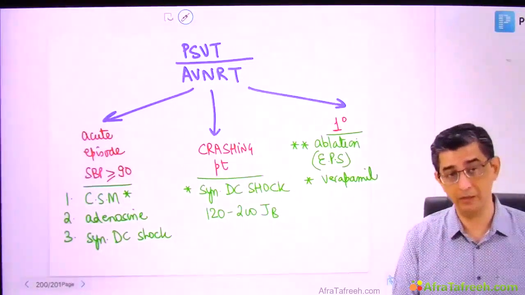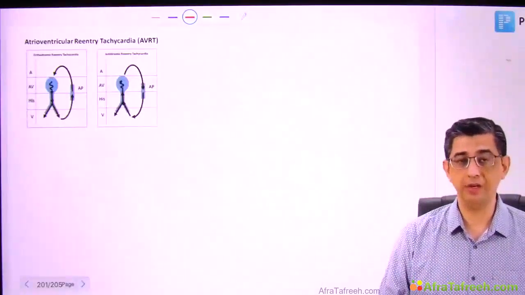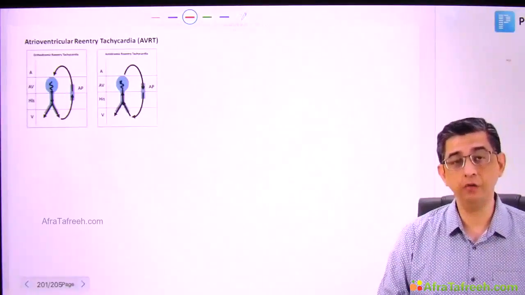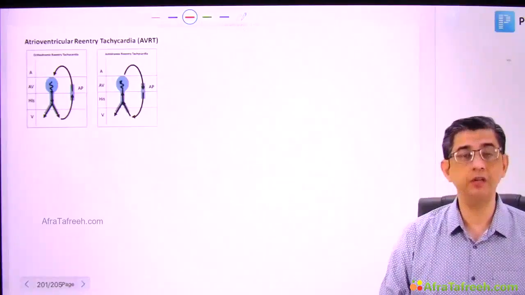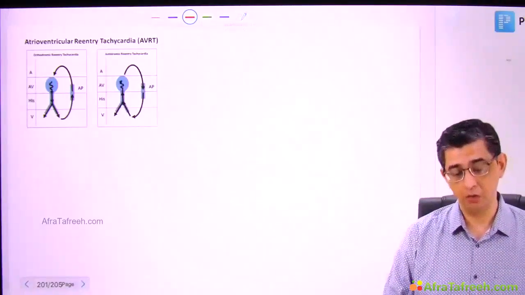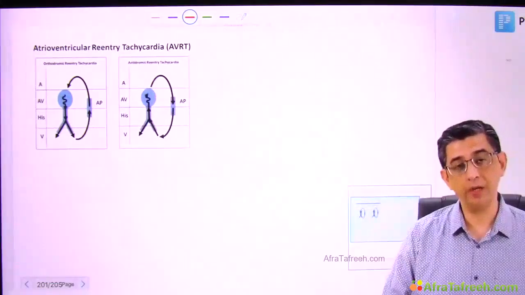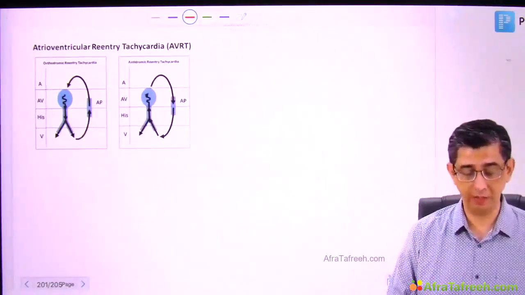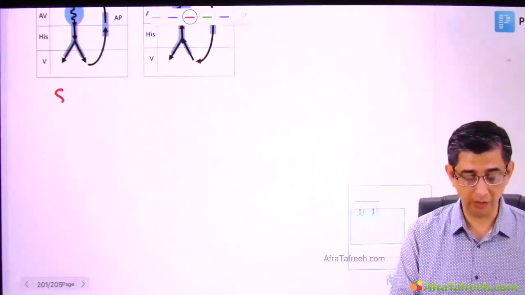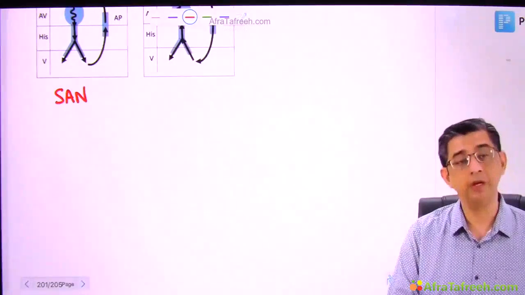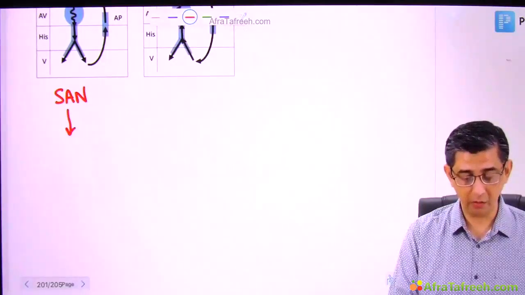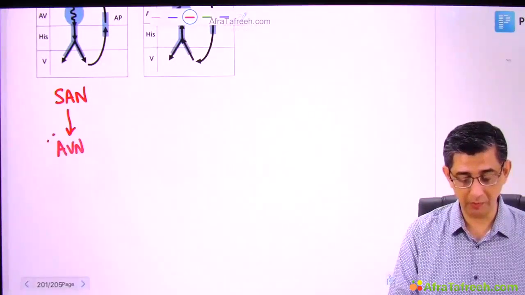The next topic that I'll explain to you is called AVRT, that is atrioventricular reentrant tachycardia. So reading the question is of paramount importance. Though there are two line diagrams already given before you from the textbook, I would like to hand draw them so that I can actually explain the concept. First I'll be drawing the normal conduction system in the heart, so please be patient.